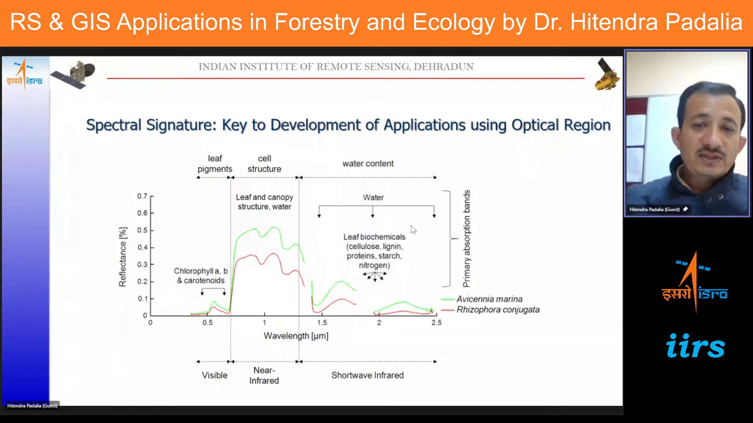So one has to have this kind of knowledge so that one can interpret and differentiate different types of species, but also get a lot of insight about the health of the plants and how the phenology of the plant is changing across the seasons. All such information, if you have to understand it, you have to know the spectral signature.